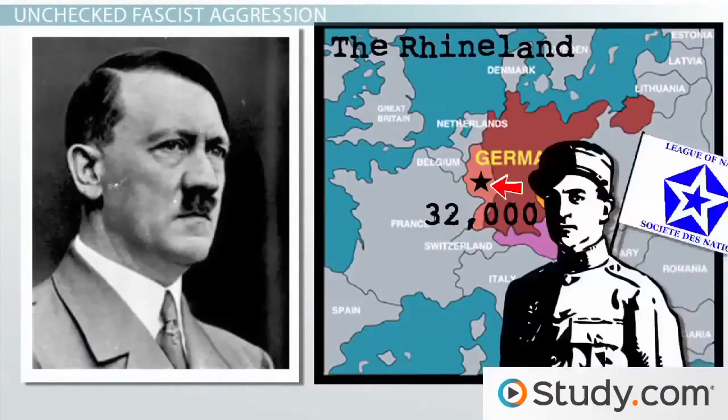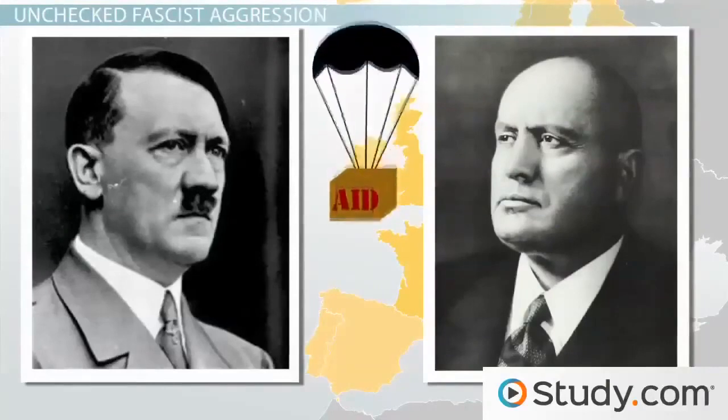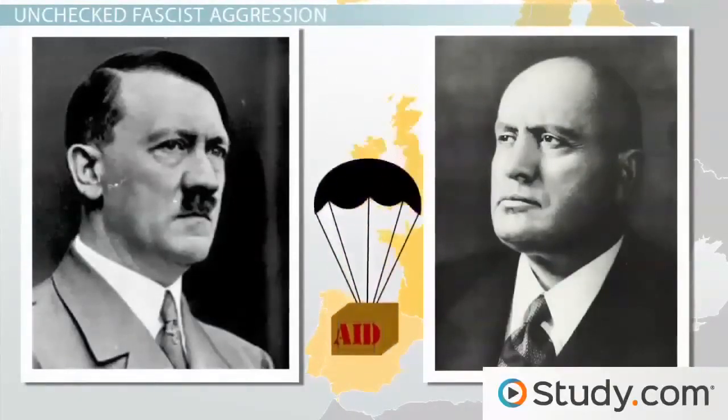What did the League of Nations do? It officially disapproved. Then Germany and Italy signed a military alliance in 1936, also in violation of Versailles. Silence. Germany and Italy both sent aid to the fascist leader of Spain during the nation's civil war, though the League had forbidden foreign involvement.